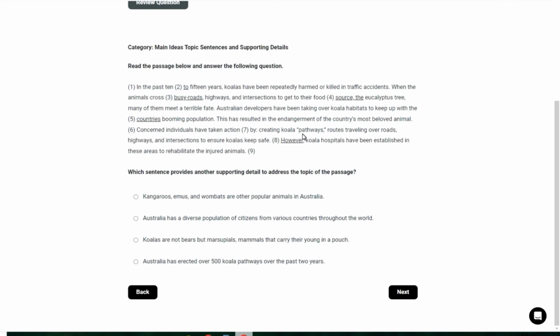Koalas are not bears but marsupials, mammals that carry their young in the pouch. Great. Maybe it is talking about koalas, but does it matter that they're marsupials? No, we're talking about how we need to save them. And finally, D. Australia has erected over 500 koala pathways over the past 2 years. That's exactly what we're talking about. How can we save these koalas, make these pathways? This is a great supporting detail.